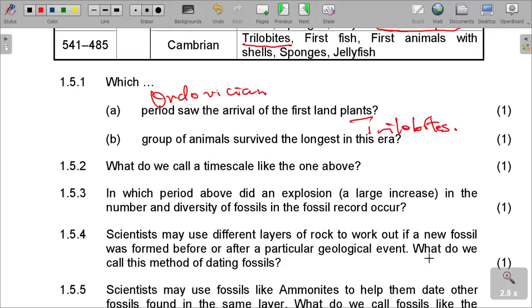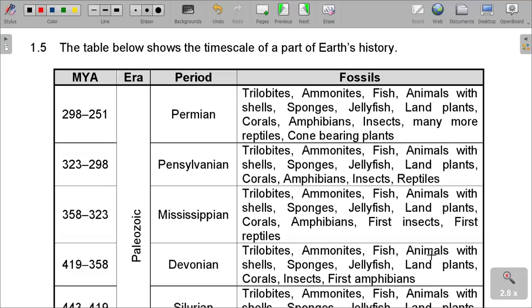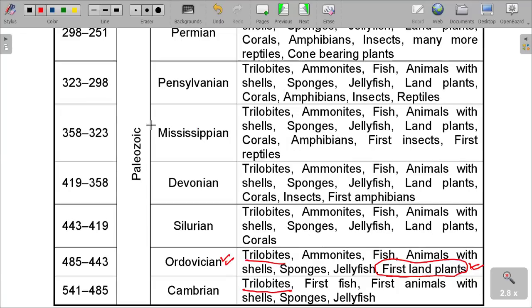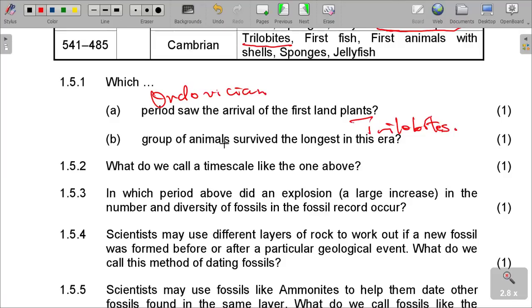And then, what do we call a time scale like the one above? This time scale that is given here shows millions of years ago, with the various organisms existing. So what do we call this time scale shown above? This is called a geological time scale.